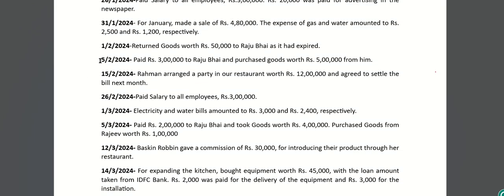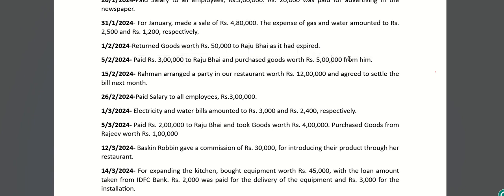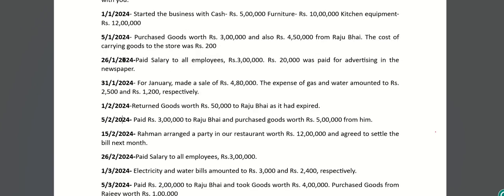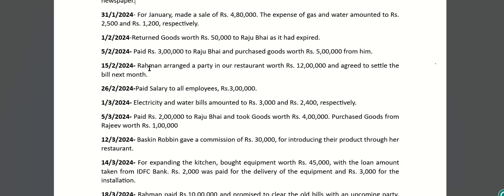In the same month, the second thing happened on the 5th. We paid 3 lakh to Raju Bhai and purchased goods worth rupees 5 lakh from him. On the 5th of February. Let's see, in the last month, on the same date, we made a purchase. That means every month this business makes a purchase on the 5th. Don't think this will happen regularly; changes may happen. But we got an idea that this business makes purchases on the same date every month. Just leave that.